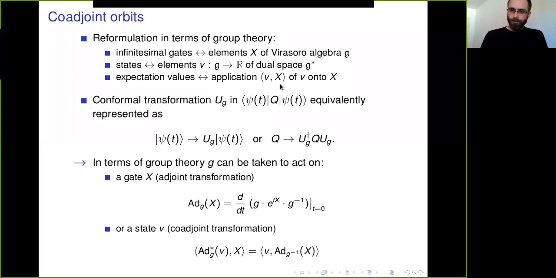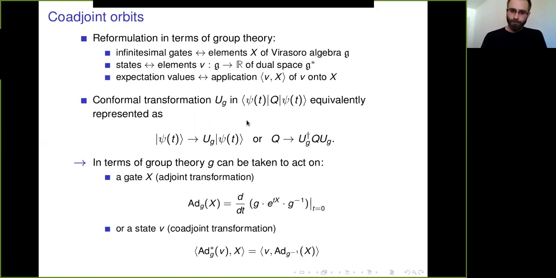Now, using this reformulation, one can define two particular transformations, which are called the adjoint and coadjoint representations. And they follow simply from the fact that conformal transformations that are applied onto a state from which we compute expectation values of some operator Q can equivalently be represented in two ways, either as simply applying this unitary operator onto the state, or equivalently as transforming this operator Q by applying U dagger from the left and U from the right, which of course, putting into this expectation value, gives you the same result as transforming the state by applying U onto it.